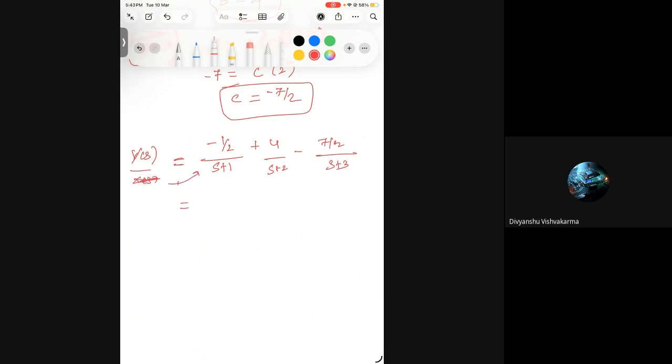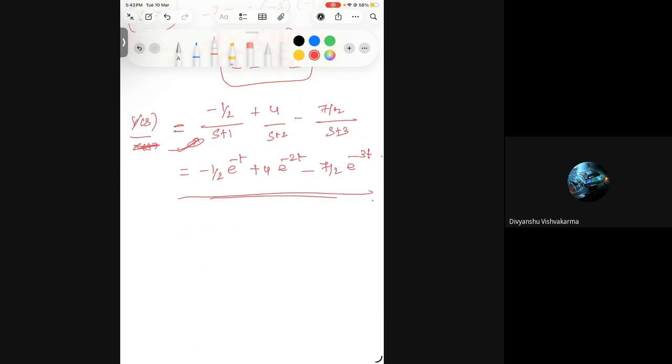We have multiplied it. So this will give me minus 1 by 2 e power minus t plus 4 into e power minus 2t minus 7 by 2 into e power minus 3t. So this is your final answer. Now, this is one type of question I told you. The second type is where we ask you to find the output value. This is y of s, and this is y of t, because we have converted back from Laplace to time domain.